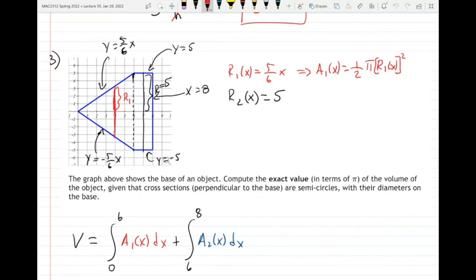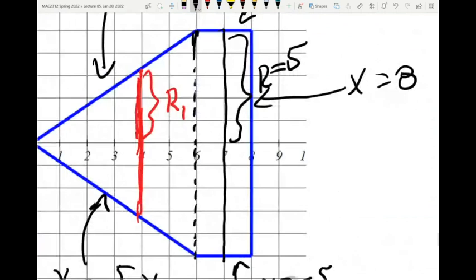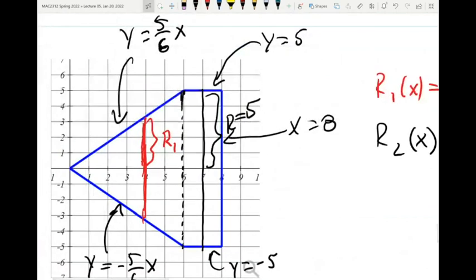All right, and in the second one, our second area is just 1/2 pi times 5 squared, right? So that's 25 pi over 2. Just look at the picture. The radius is what I show here as R1.